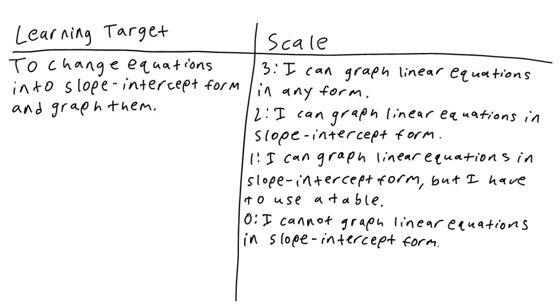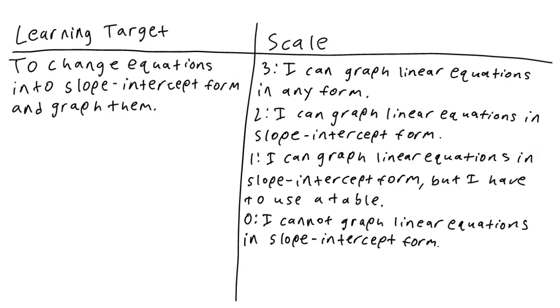You're a 1 if you can graph linear equations in slope-intercept form, but you have to use a table. You're not able to use the y-intercept and the slope. And you're a 0 if you cannot graph linear equations in slope-intercept form using a table or any method.